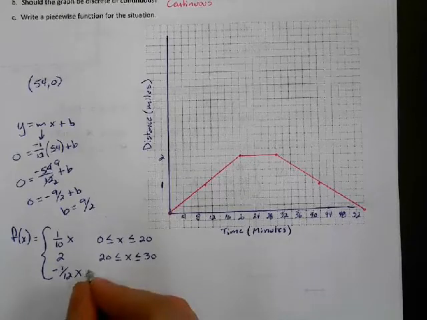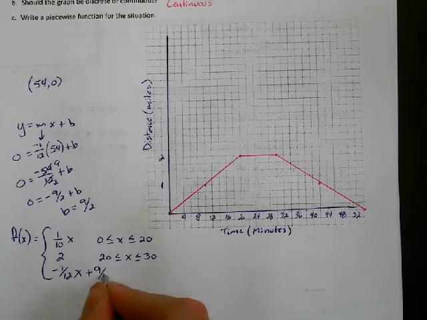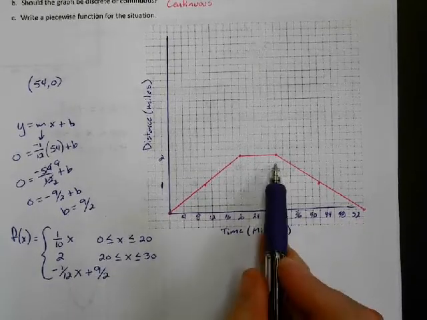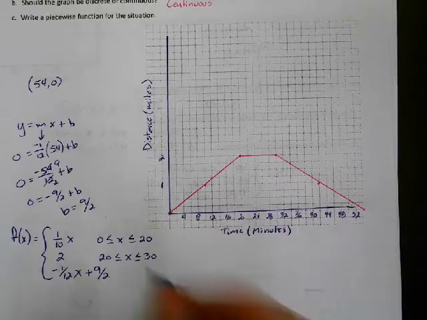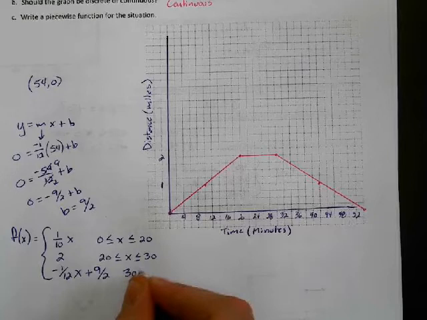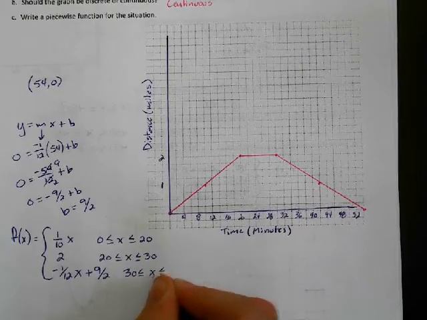And then it behaves like that from 30 minutes to 54 minutes over here. So 30 minutes less than or equal to x, less than or equal to 54 minutes. And there is our piecewise function.